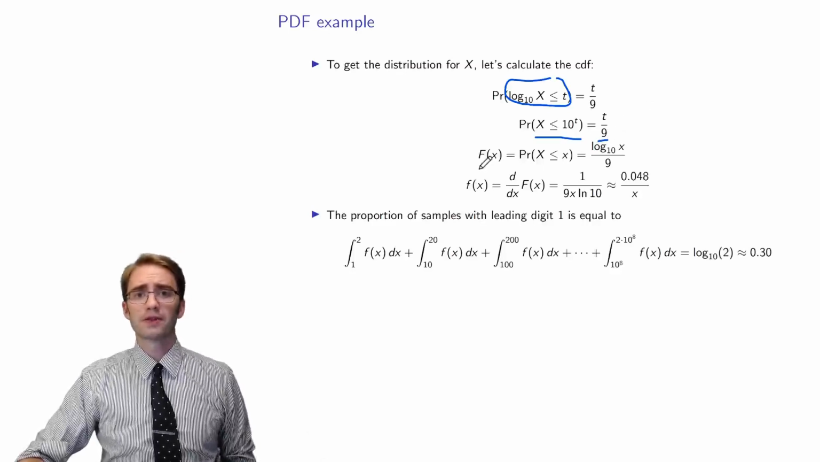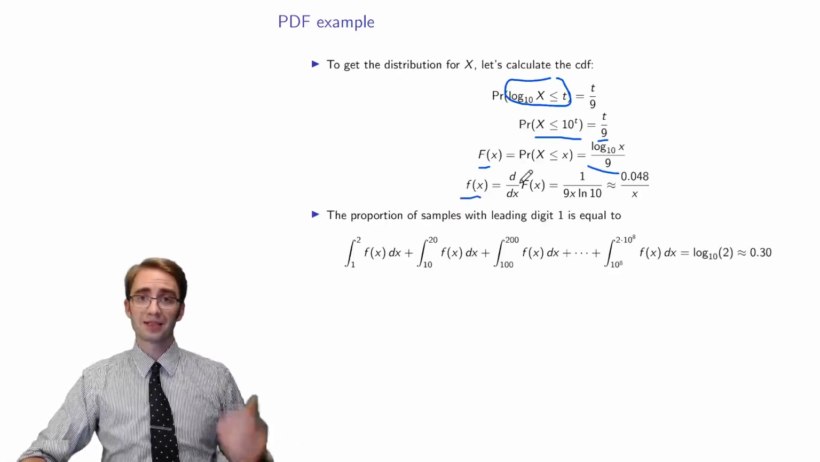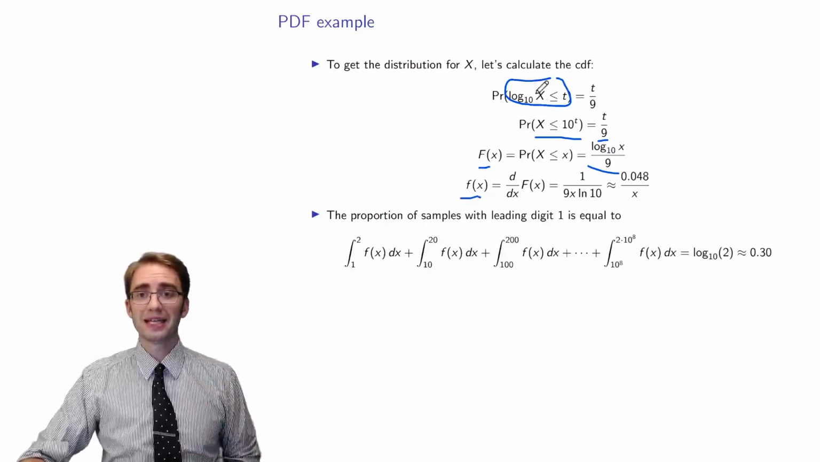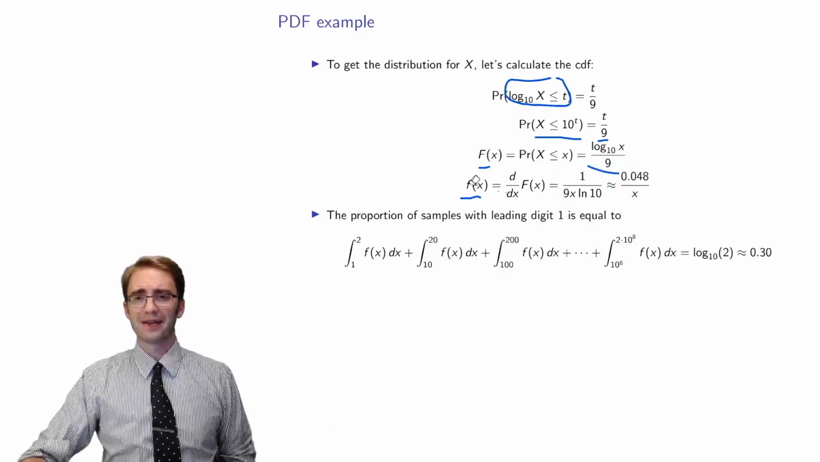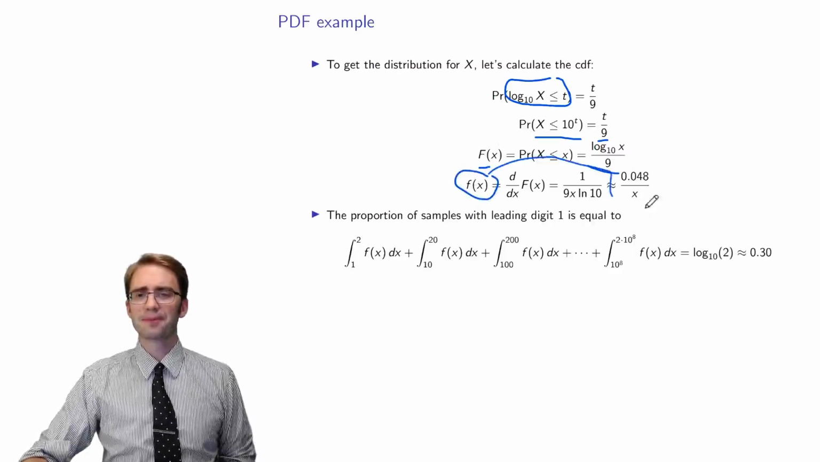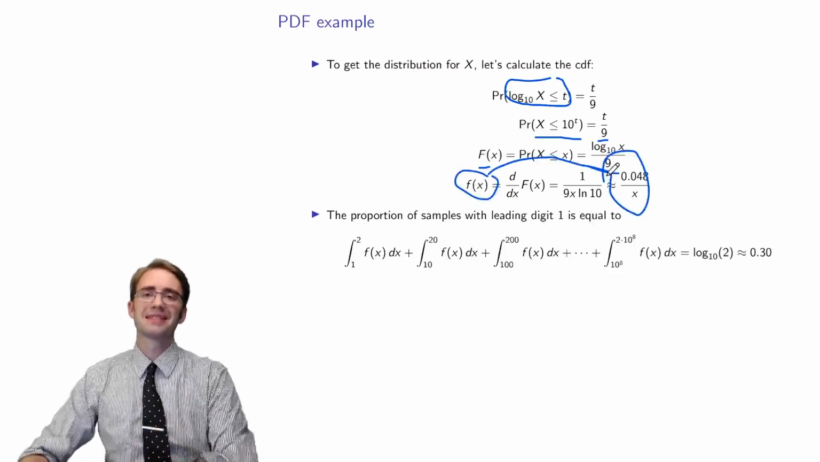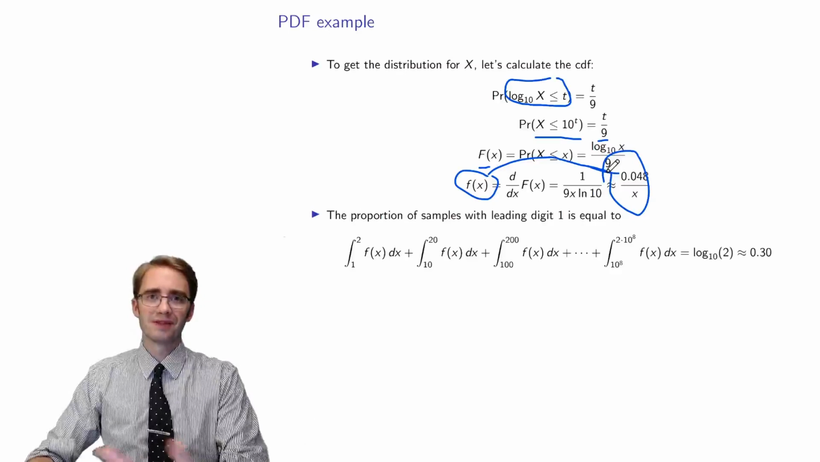And so what is true? The CDF for x is log base 10 of x on 9. And therefore, the PDF for x, which I get by differentiating the CDF, is 1 on 9x times the natural log of 10, which is about 0.048 on x. So what have I done? I've now gotten a PDF for this random variable x, which is supposed to represent the population of a country, the random population of a country sampled from the Earth.